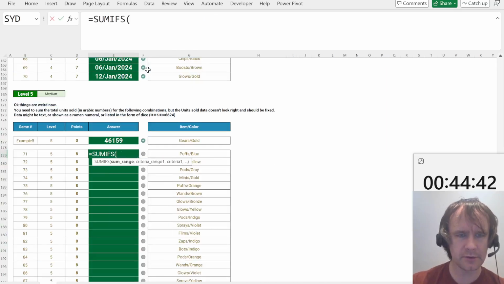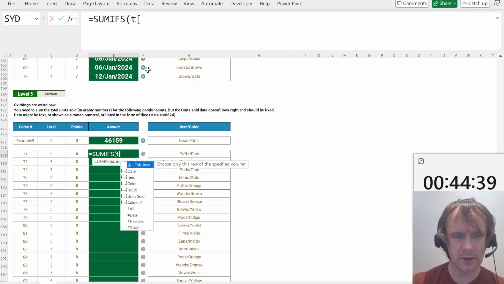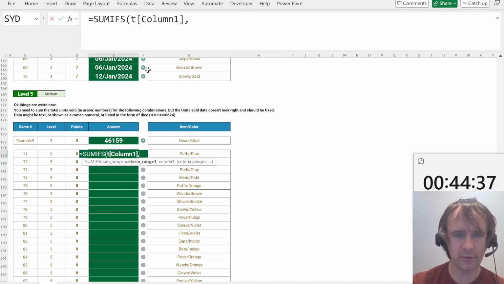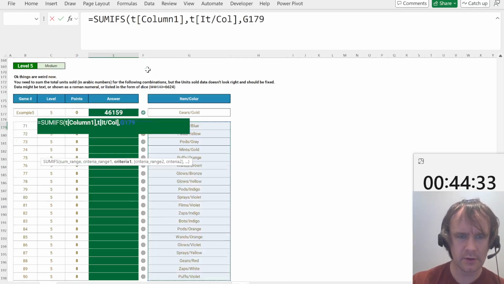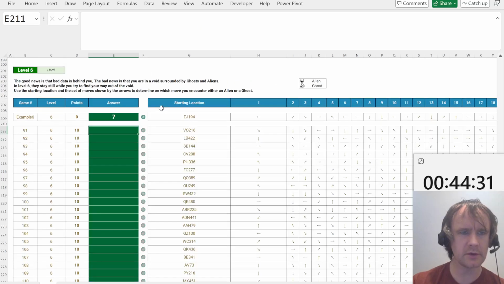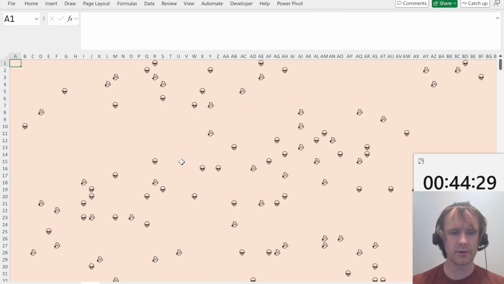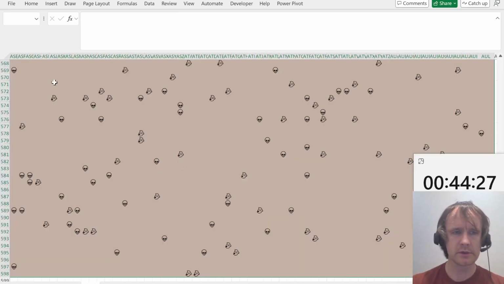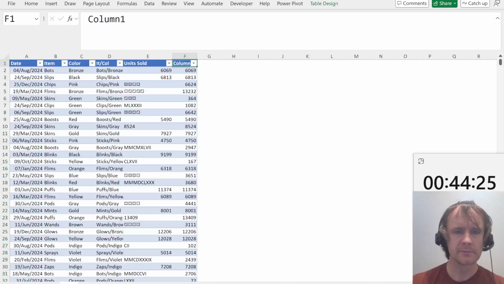So then I just want SUMIFS of T column 1, helpful, where T I'd call is this. And hopefully we can just do those all as one. Yes, okay. So now we shift completely. We're going into the void. So this is enormous. Let's just name it VD.